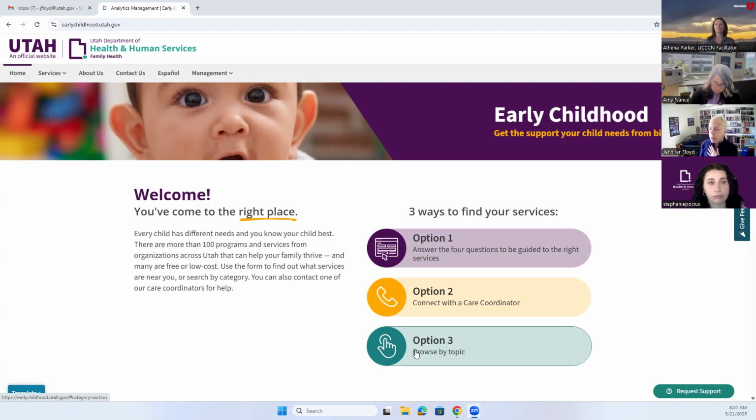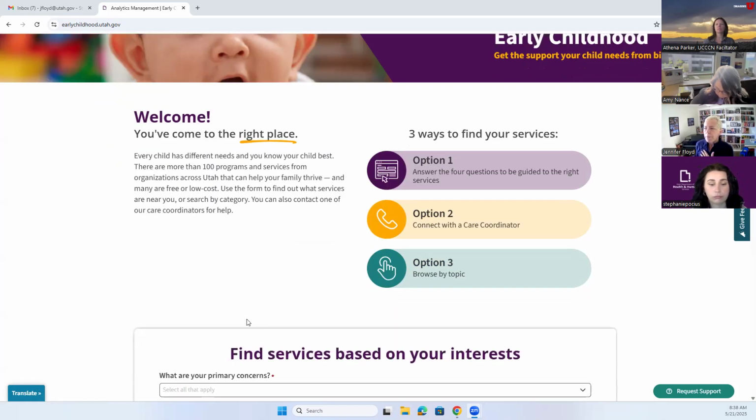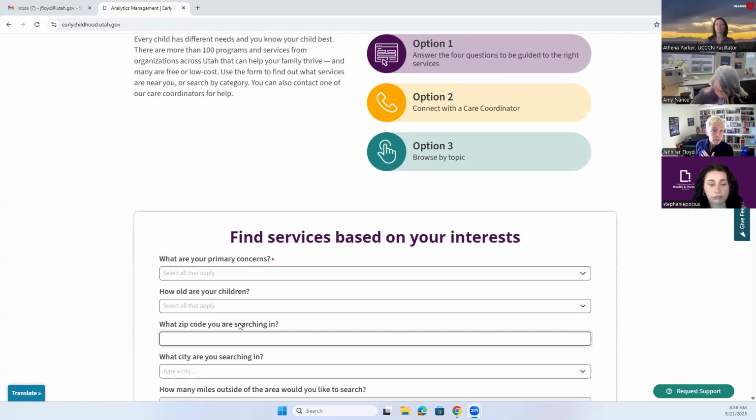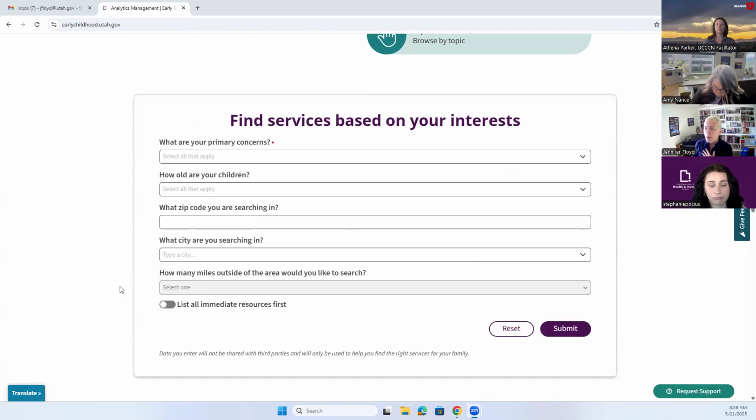And then there will be some people that just are curious about what's on the site so they can browse by topic, or they really don't want us to know anything at all about their family, which we're not asking for any private information, but I understand that there are some people that are a lot more private than I am, and so they don't want to give us even this basic information.